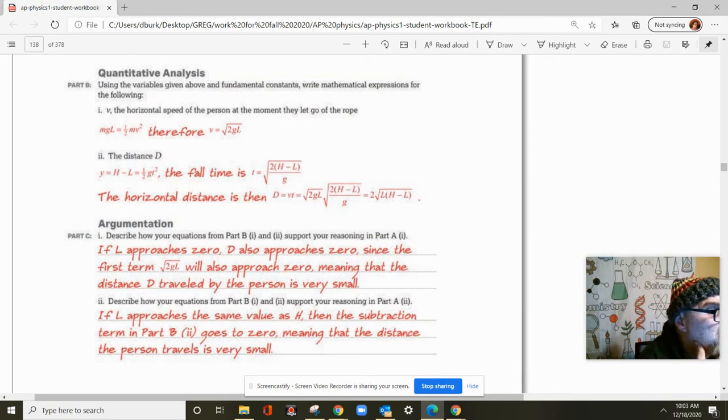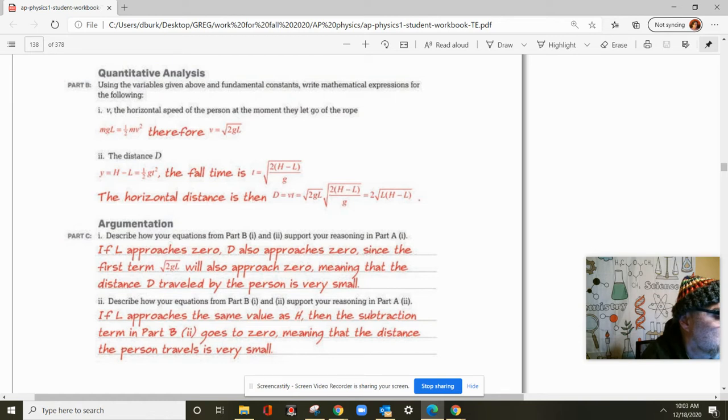All right, so using the variables given, write mathematical expressions for the horizontal speed of the person at the moment they let go. So the gravitational potential energy they have is equal to the kinetic energy they have. The mass cancels. You multiply both sides by 2, and you take the square root. And the distance that it falls is equal to the velocity times the time.